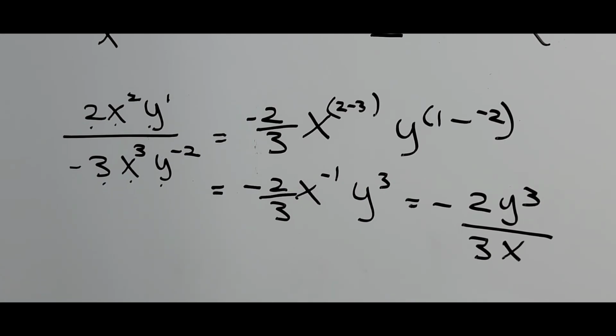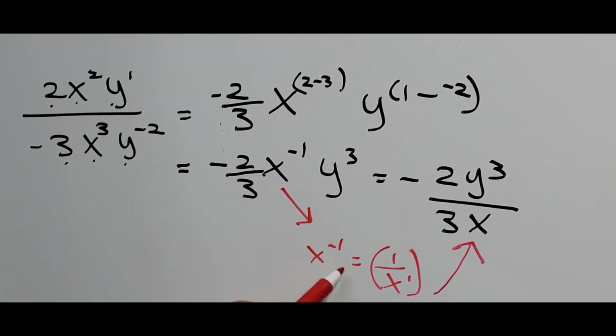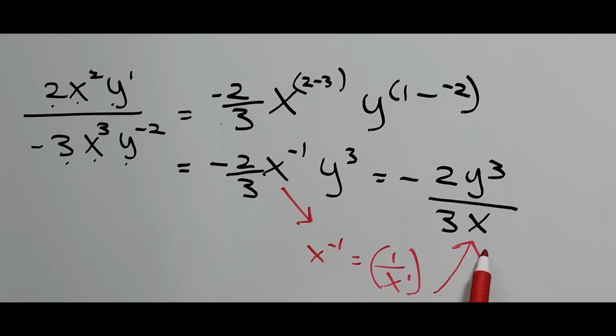Since we get x to negative 1, that's the same as the reciprocal, 1 over x to the 1. So that's why x went down to the denominator. So x to negative 1 is the inverse of that. To make it a positive exponent, we do the inverse and change the sign from negative to positive. So that now it turns out to be the denominator of this expression. That's why we got x below the division bar. So that's the answer right here: negative 2y cubed divided by 3x.